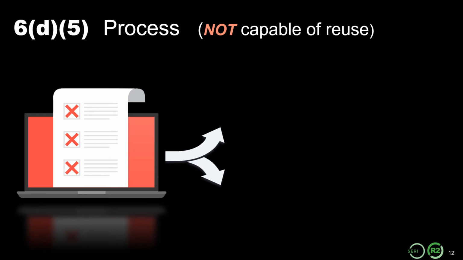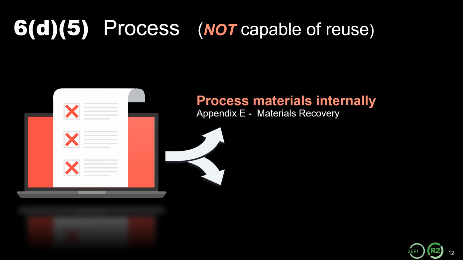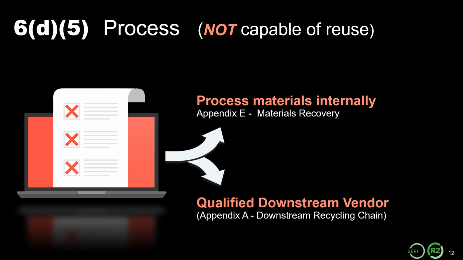For items that are not capable of reuse and still require further R2 processing, the R2 facility must process the materials internally following Appendix E, Materials Recovery, or transfer the materials to a downstream vendor that has been qualified by the R2 facility in accordance with Appendix A, Downstream Recycling Chain.